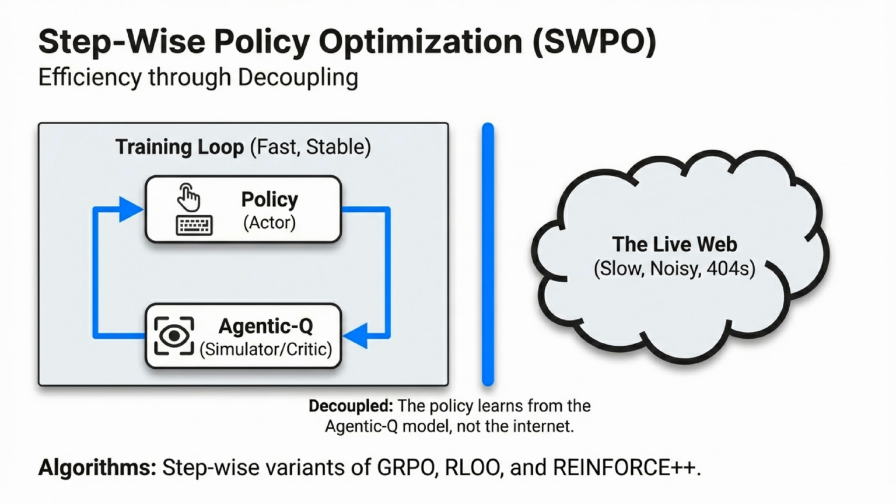For the optimization phase, efficiency is key. We decouple the training loop from the live web. The live web is slow and noisy. So, instead of learning from the internet in real time, our policy, the actor, learns from the Agentic-Q model, the simulator or critic. This creates a fast, stable training loop. We use stepwise variants of algorithms like GRPO, RLOO, and Reinforce++ to optimize performance.